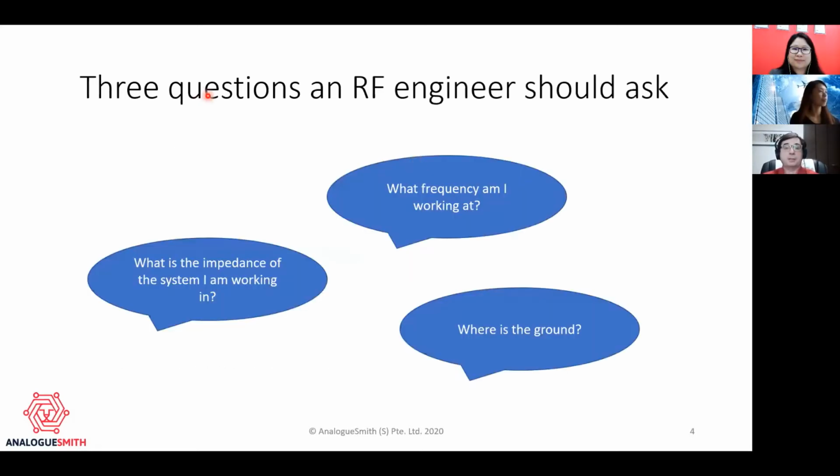So 3 questions. What is the impedance of the system I'm working in? Very important that you know that. Usually 50 ohms, but doesn't have to be. And in fact, as you move up and down in frequency or you move on and off chip, that impedance can change. So what frequency am I working at? Also very important. We'll come to that a bit later. And then where is the ground? Okay, it sounds obvious, but it's important that you know where your ground is.